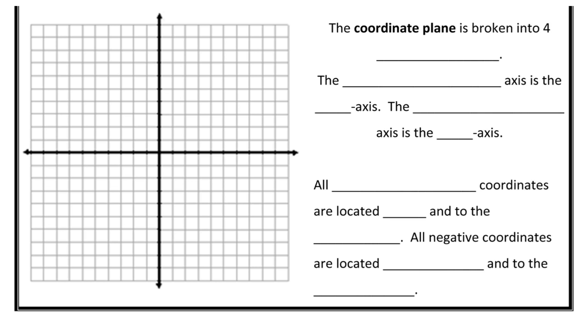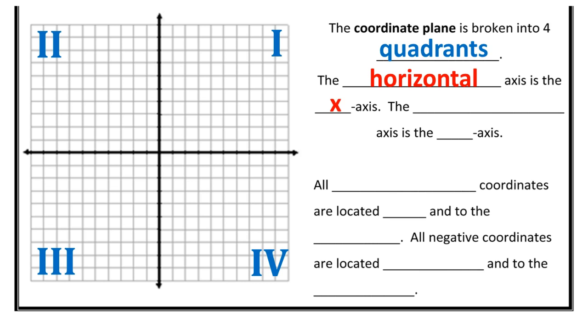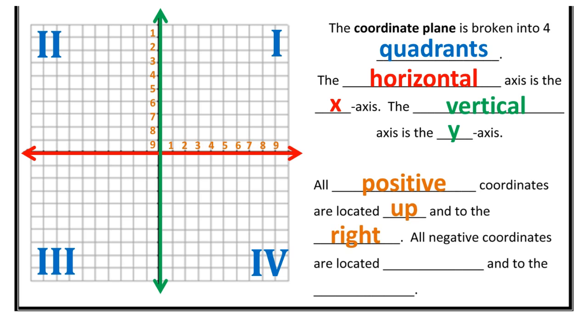The coordinate plane is broken into four different quadrants: 1, 2, 3, and 4. The horizontal axis is the x-axis. The vertical axis is the y-axis. All positive coordinates are located up and to the right. All negative coordinates are located down and to the left.